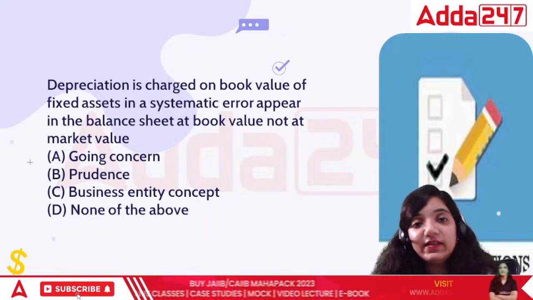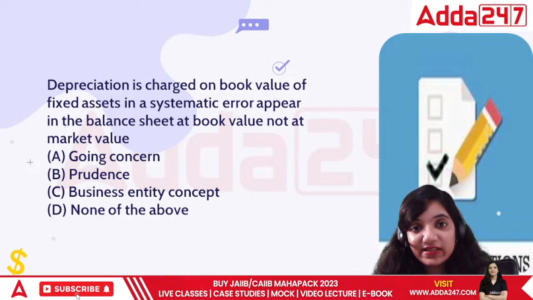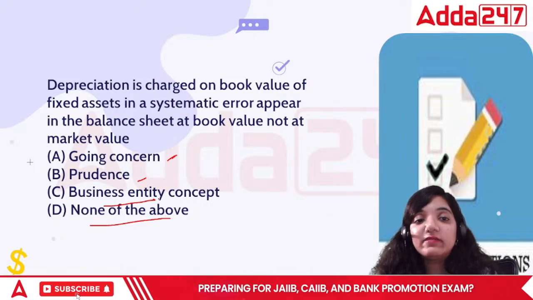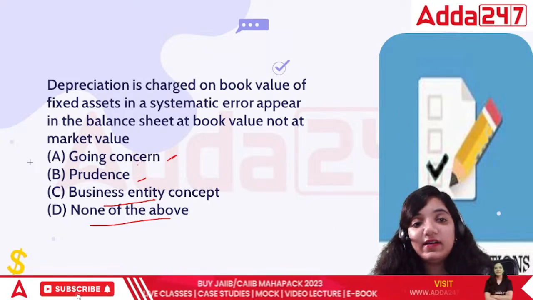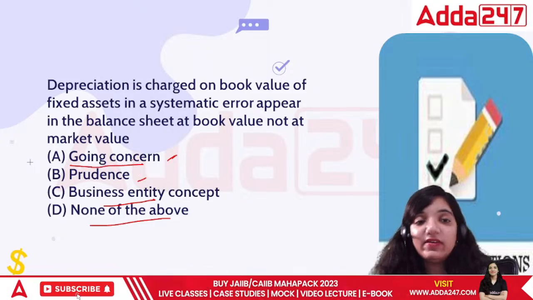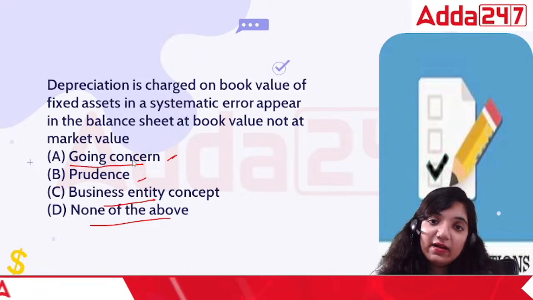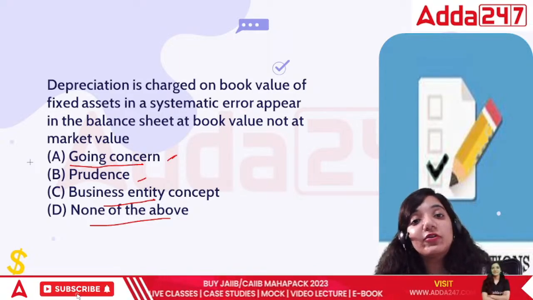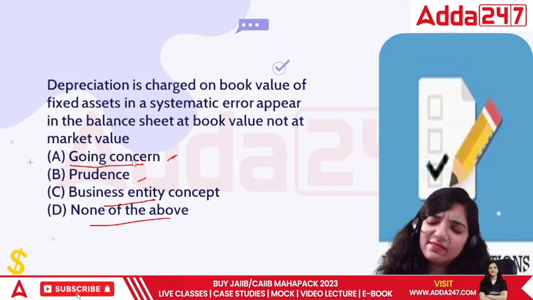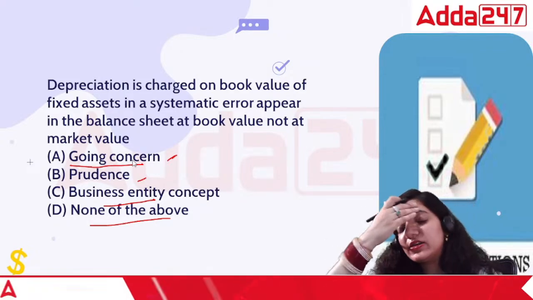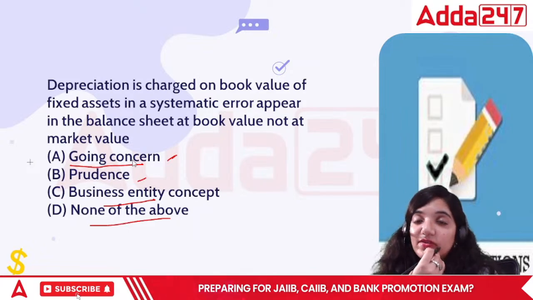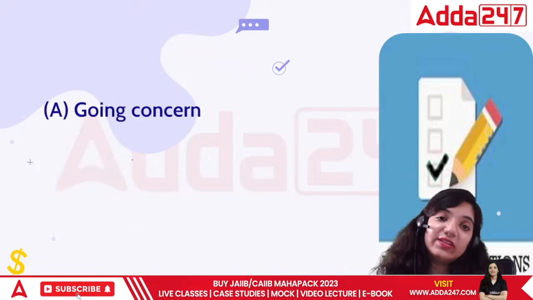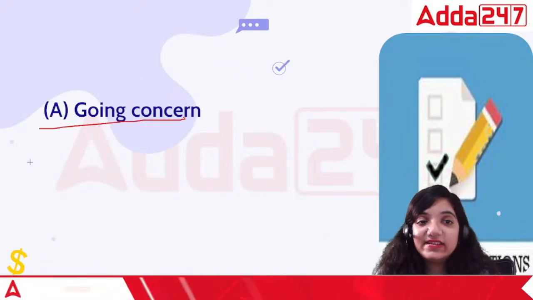So in this case, this particular concept is going concern, prudence, business entity, or none of the above. In terms of depreciation, it would be going concern. We assume that things are going to continue. Going concern says that men may come and men may go, but the organization is going to continue for a long period. That is why we say, why rush? Let's charge depreciation on a regular basis. If the value is going to decline every single year, let's record it every single year separately. So in this case, the correct answer is going concern.